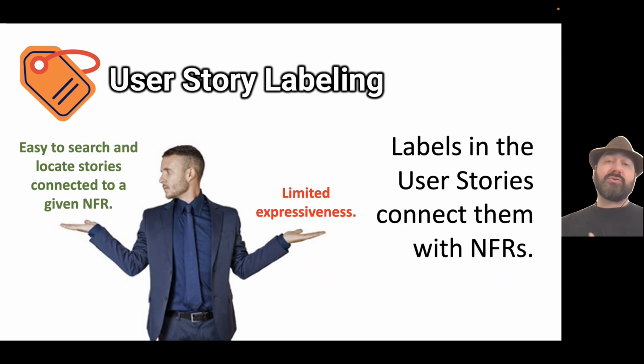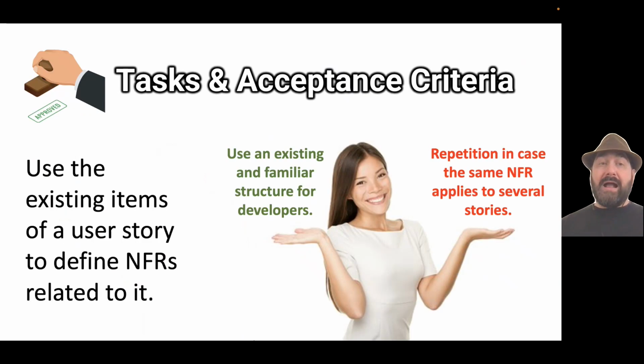Another one is user story labeling. They put labels on user stories to connect them to some non-functional requirements. We recognize that this has limited expressiveness, so not everything can be expressed easily this way, but on the other hand, it's easy to search and locate user stories that are connected to that requirement.